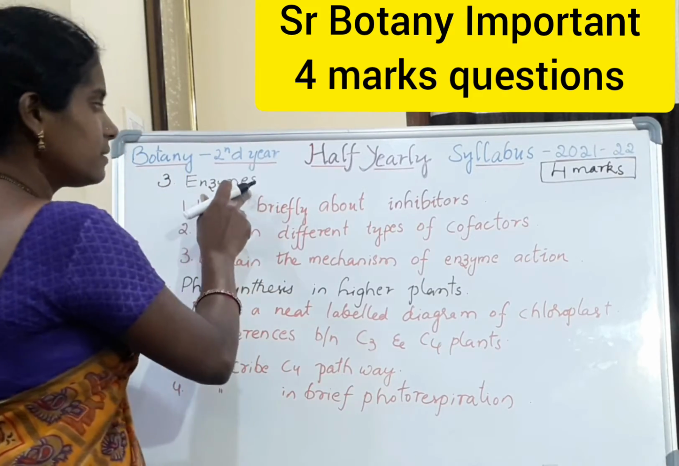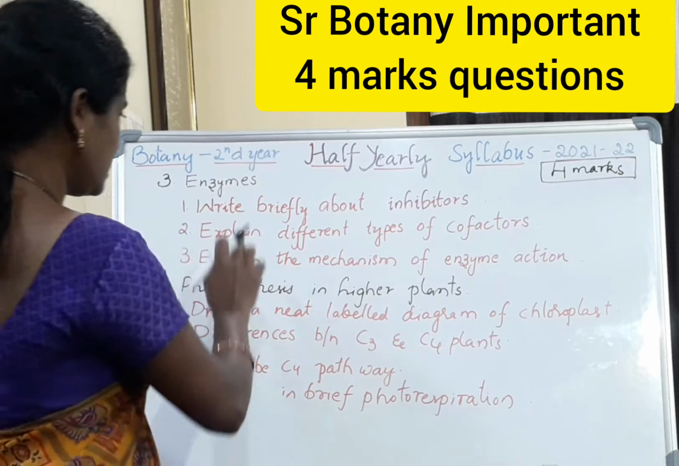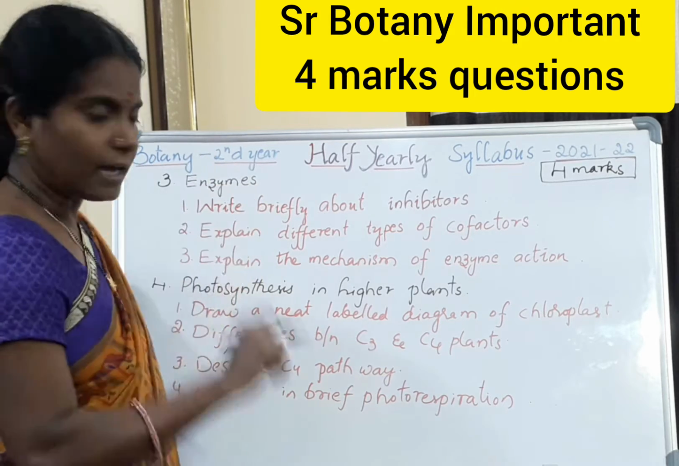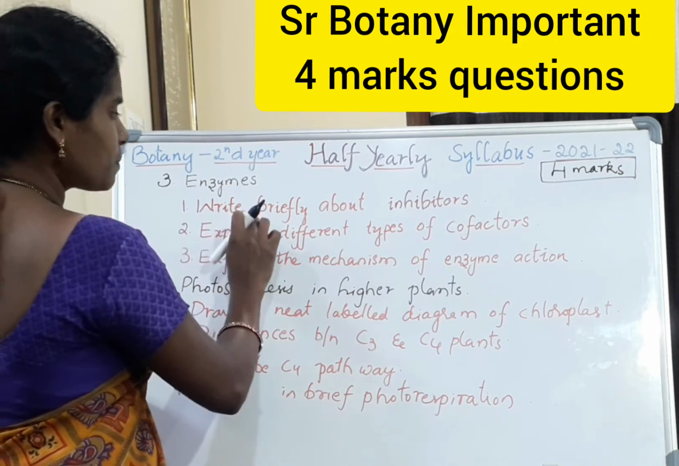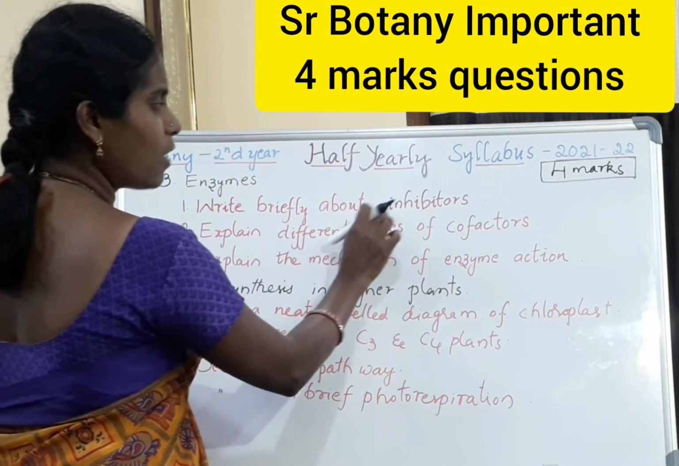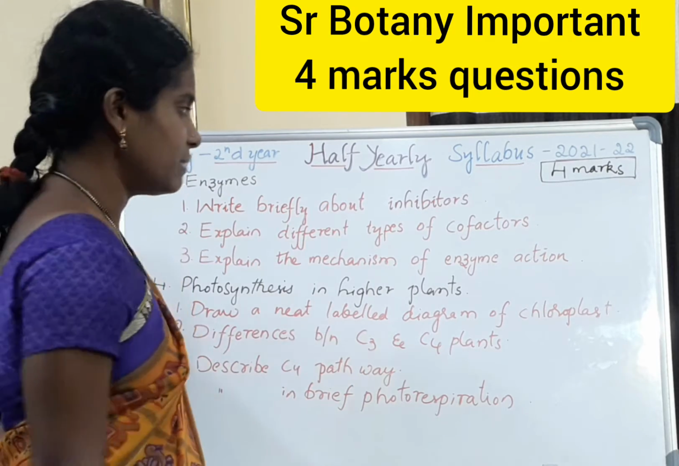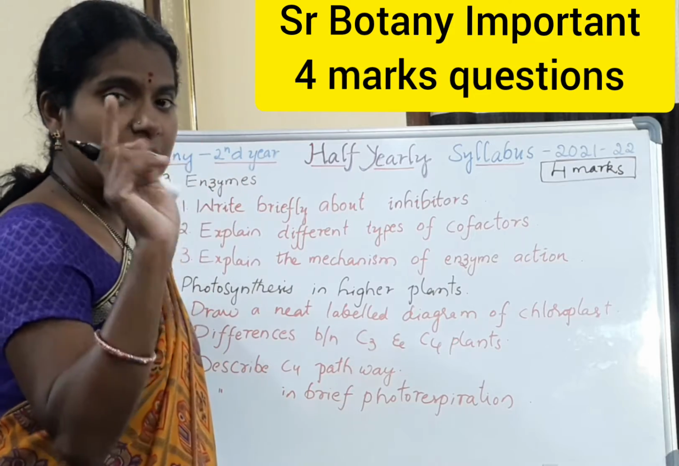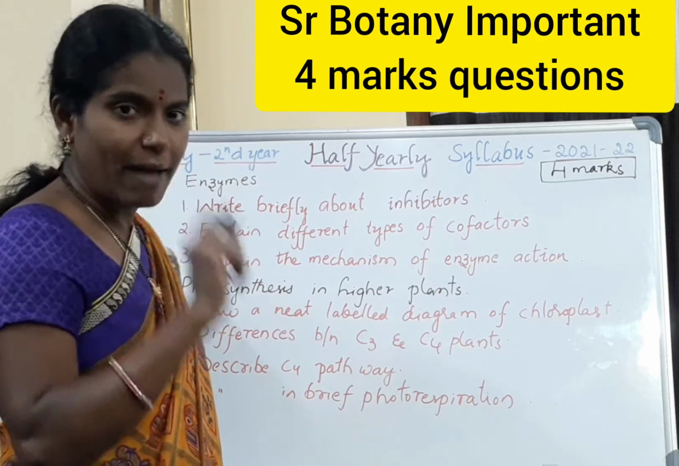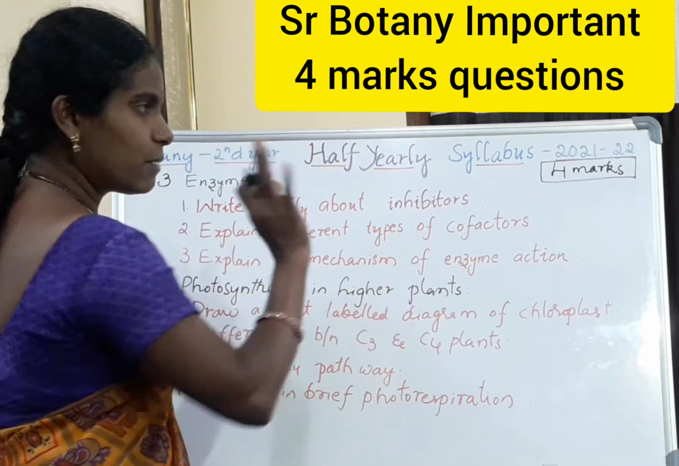Next, third chapter, enzymes. In the enzymes, 3 are there. What are they? First one, write briefly about inhibitors. There are 3 types of inhibitors. They are competitive inhibitor, non-competitive inhibitor and feedback inhibitor. You should explain about the 3.